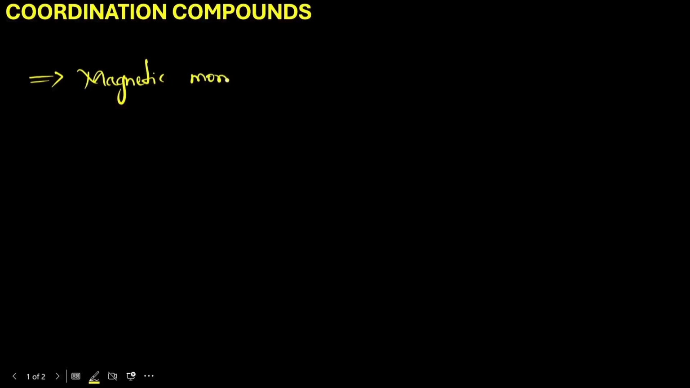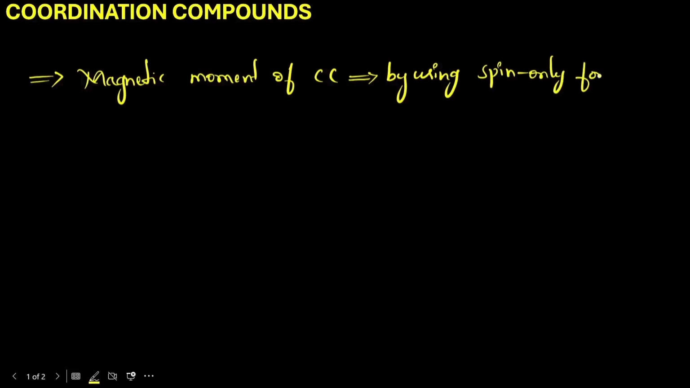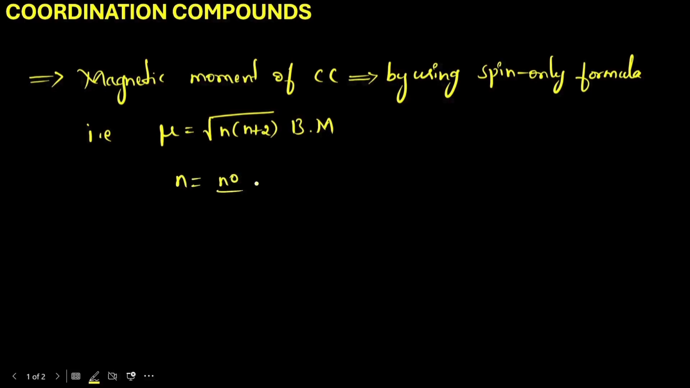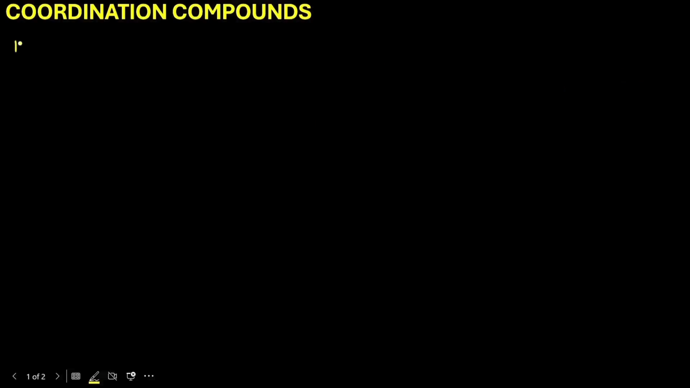Magnetic moment of coordination compounds can be calculated by using the spin only formula, that is mu is equal to root of n into n plus 2 Bohr magneton. Here n is equal to number of unpaired electrons. Let us take an example, that is nickel tetracarbonyl.